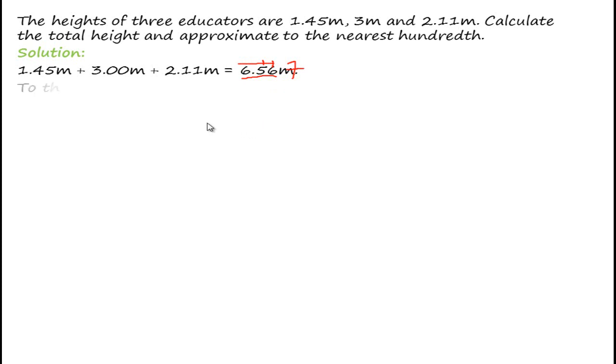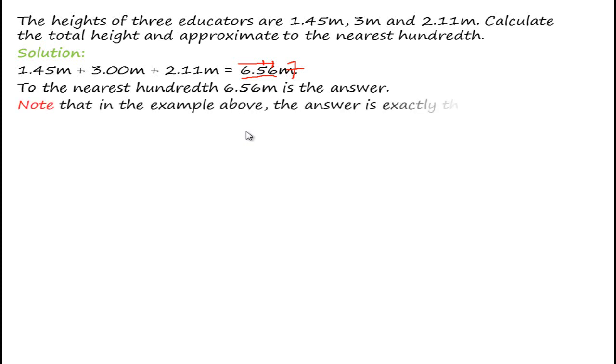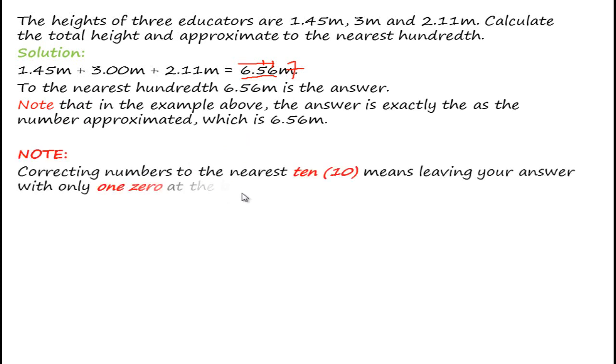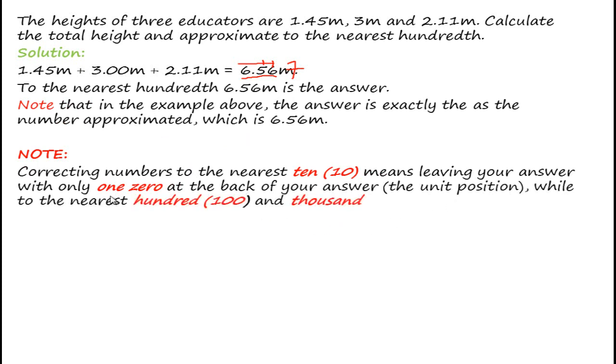So let's move on. To the nearest 100th, 6.56 is the answer. Note that in this example, the answer is exactly the same as the number approximated, which is 6.56 meters. Note this one. Correcting numbers to the nearest 10 means you are leaving your answer with only 1 zero at the back of your answer. That is a unit position. Are you following? That's what we have done.